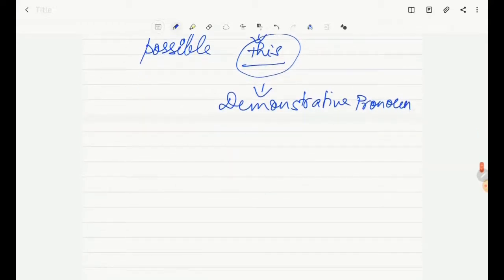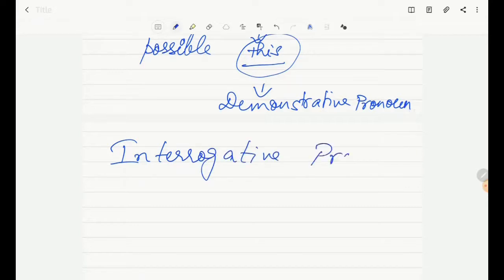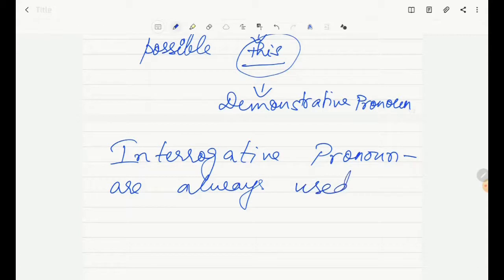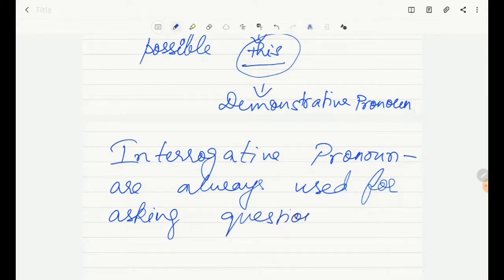So what is the next category of the pronoun? Interrogative pronoun. So what are interrogative pronouns? Interrogative pronouns are always used for asking questions. Interrogative pronouns are always used for asking questions. Remember this fact.